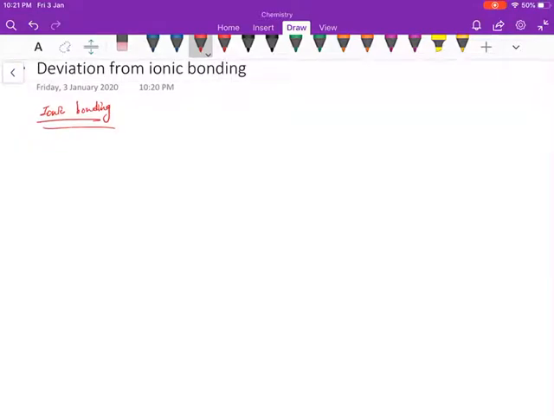What is ionic bonding? It is basically the electrostatic force of attraction between oppositely charged ions. So, the perfect example is sodium chloride, NaCl.